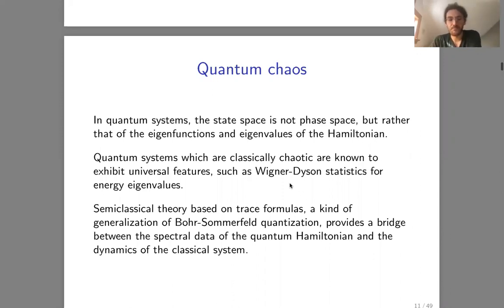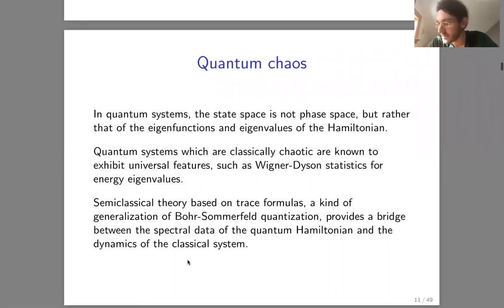And in remarkable work starting with the Gutzwiller trace formula, which sort of comes out of the path integral done more carefully, one gets this bridge. So it goes Gutzwiller trace formula, and then there are other trace formulas. It provides this bridge between the spectral data of the quantum Hamiltonian and the dynamics of the classical system. So all of this is just to say that a lot of work has been done in connecting the classical and the quantum, even in chaotic cases.